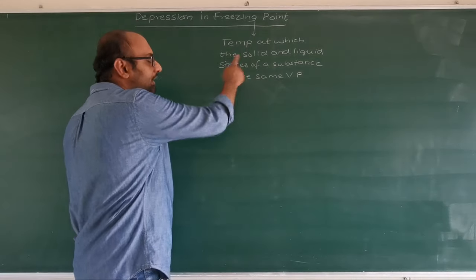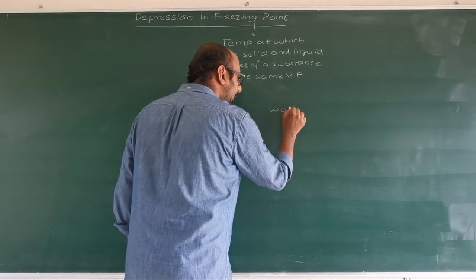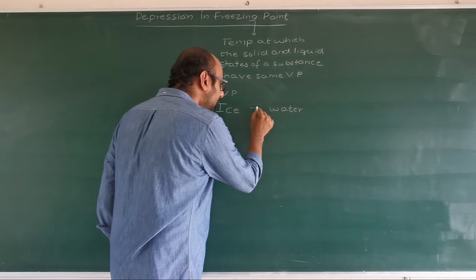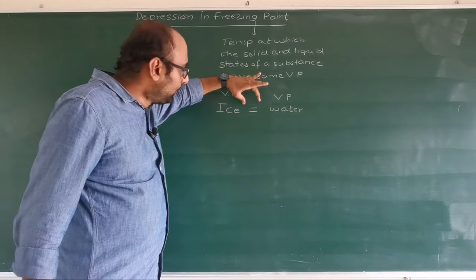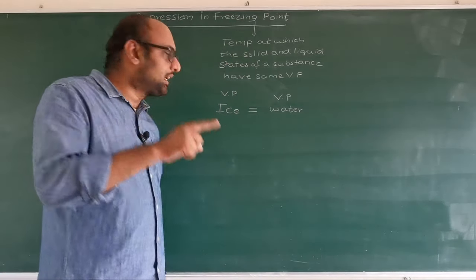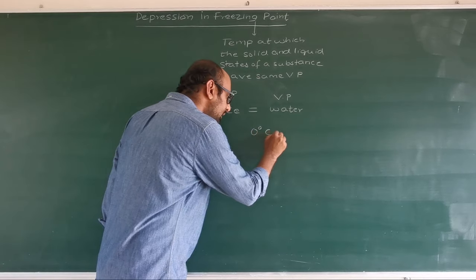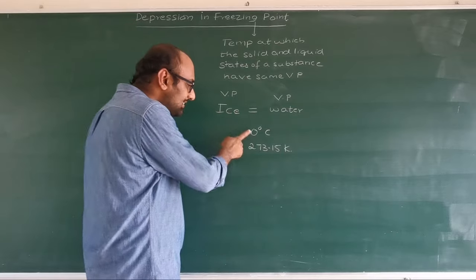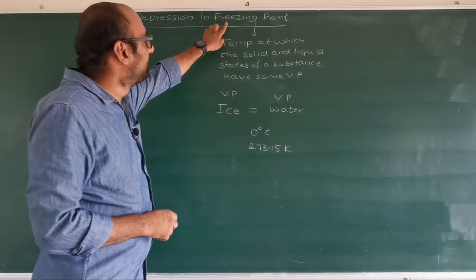For example, what is the solid form of water? That is ice. The liquid form will be water. At a certain temperature, the vapor pressure of ice will be equal to the vapor pressure of water. That temperature is called the freezing point. For water, it is found to be 0 degrees Celsius or 273.15 Kelvin. At this temperature, the vapor pressure of ice equals the vapor pressure of water. Hence, this temperature is known as the freezing point of water.